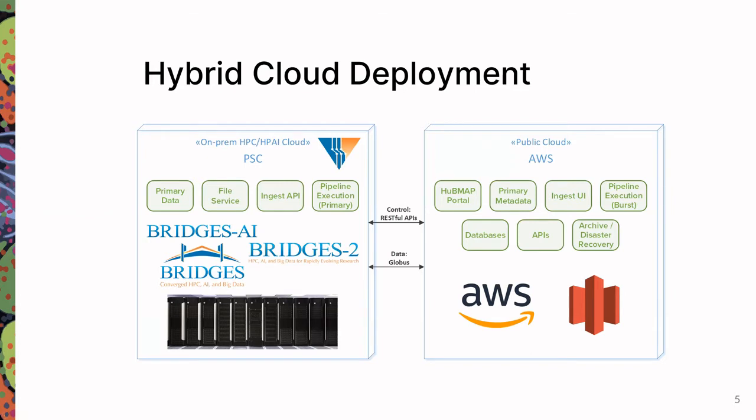But as a quick intro, the kinds of things that live on our resources on-prem are the primary data, the file service, the API for doing data ingest, and the primary place for pipeline execution. In the public cloud are many other things, such as high availability databases and other things where we want to have that sort of resilience and uptime.